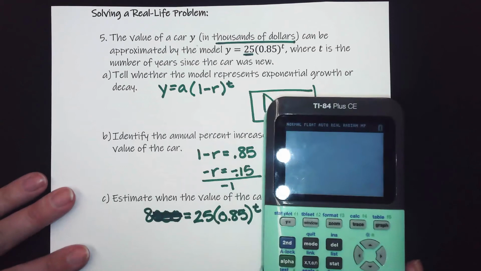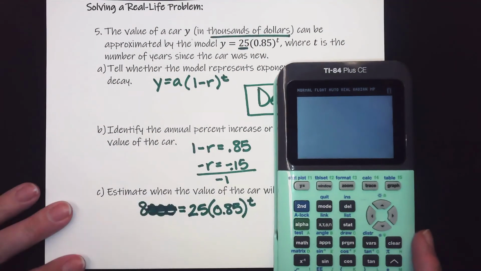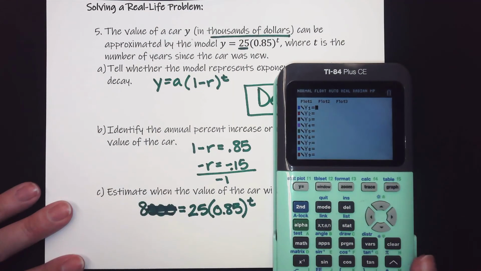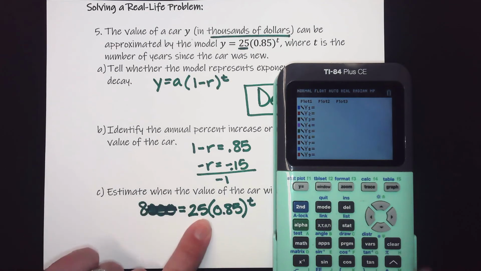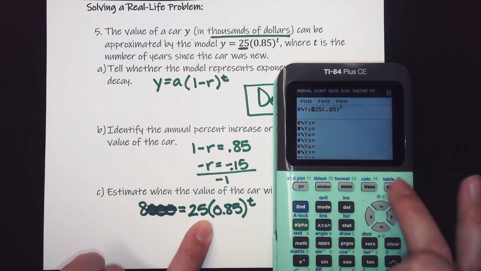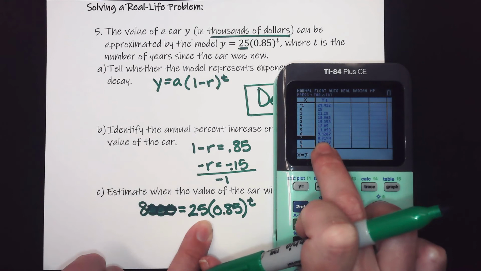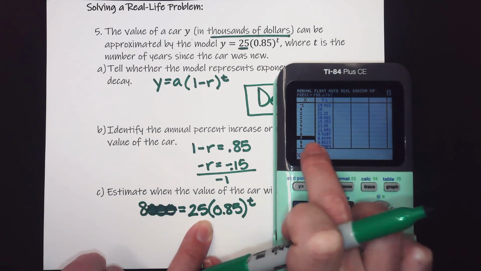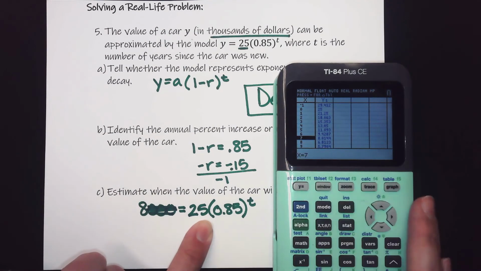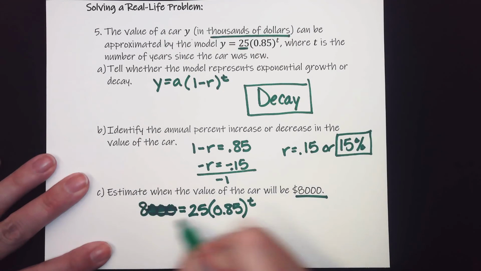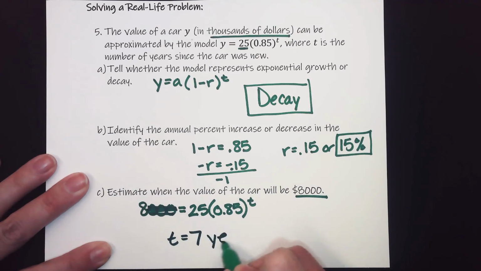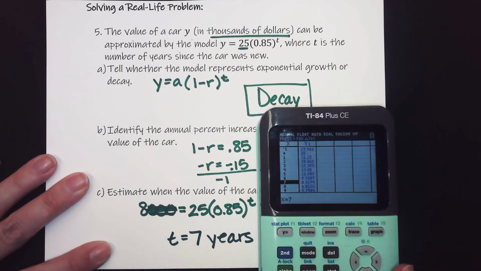Now, we haven't learned how to get t out of a power yet. So what I'm going to do is start off by graphing this equation. I'm not going to graph the 8 yet. I'm going to graph 25 times 0.85, and you have to use the x. You can't put in a t, so the x power. And if I go to the table, I want when y is 8. If you look right there, that's 8.01. That's about as close as it can get, which would be 7 years. So, t would have to be 7 years. And you can double check that by going to your graph.